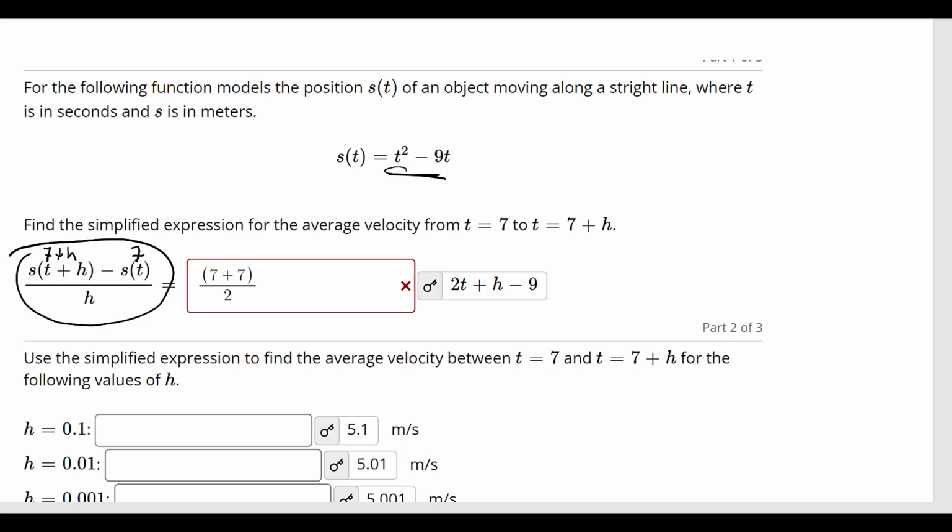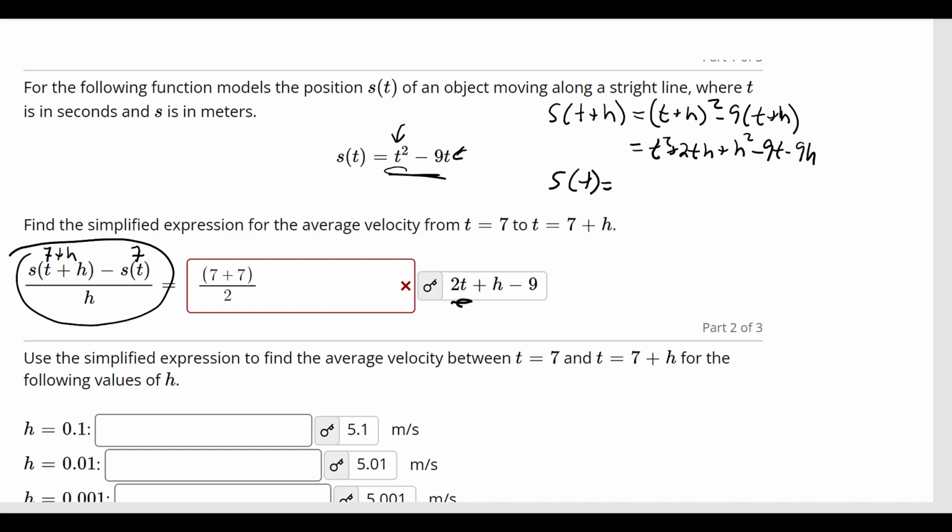Okay, so we will have our s of t plus h is going to be t plus h squared minus 9 times t plus h. So that t plus h goes in place of the t there, and it also plugs into the t on this part here. So we have t squared plus 2th plus h squared minus 9t minus 9h. And then s of t is just as it sits. It's just going to be this t squared minus 9t.